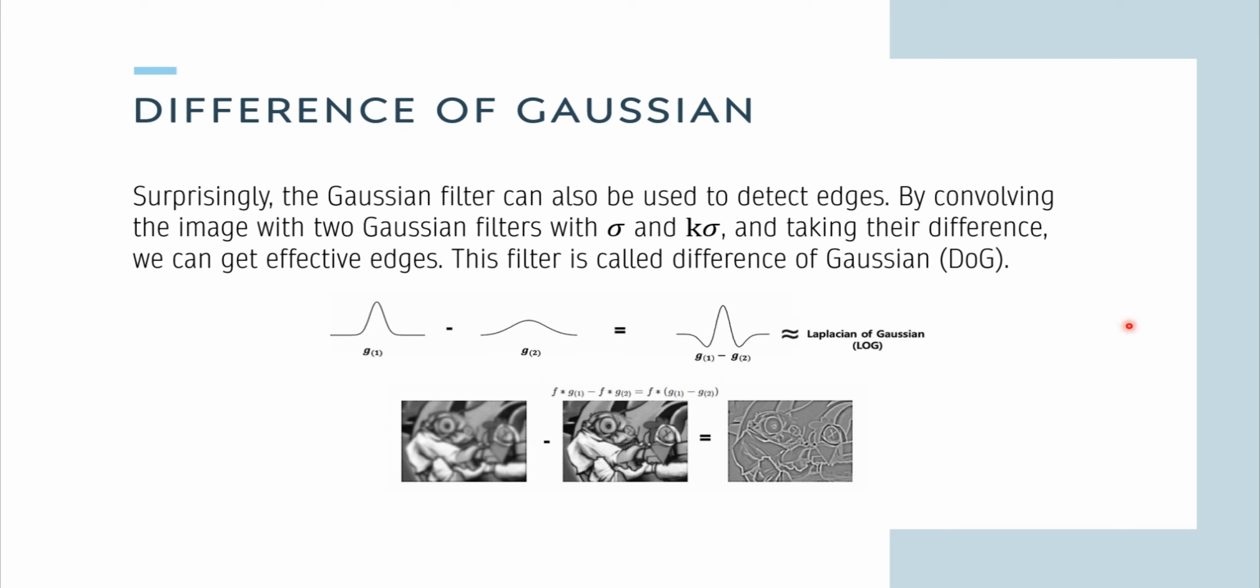Now, surprisingly, Gaussian filter can also be used to detect edges. By convolving an image with two Gaussian filters with standard deviation as sigma and k sigma, where k is just a scalar factor, and then taking the difference, we can get effective edges. This filter is known as difference of Gaussian. As we can see, we blurred the image twice and then we subtracted the second image from the first, and then we can get effective edges.